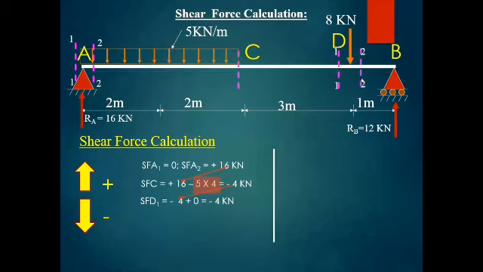Next is D2, which is on the right hand side of D. So if we calculate at D2, again I have taken this value, I am going to take down. Between D1 and D2, my load is 8 kilonewton going down. So minus 8, minus 4, minus 8. So my answer is minus 12. So at D2, shear force is minus 12.